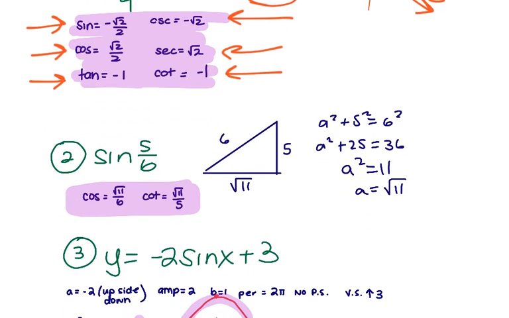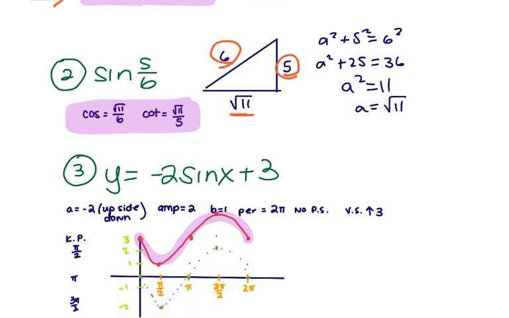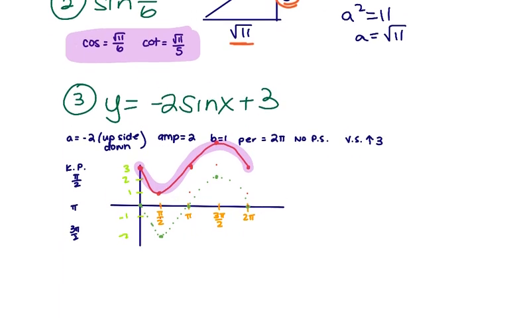For number 2, it said find cosine and tangent if the sine is 5/6. If the sine equals 5/6, this is not on my unit circle, so I need to draw out a right triangle. Sine would be opposite over hypotenuse, and then use the Pythagorean theorem to get the missing side, which would be root 11. Then cosine would be adjacent over hypotenuse, root 11 over 6, and cotangent would be adjacent over opposite, so root 11 over 5. And then we started the graphs.